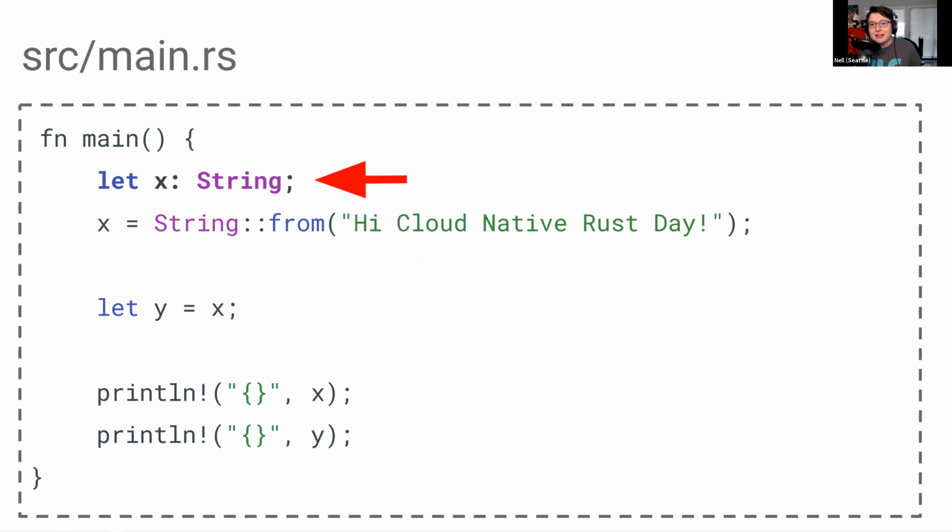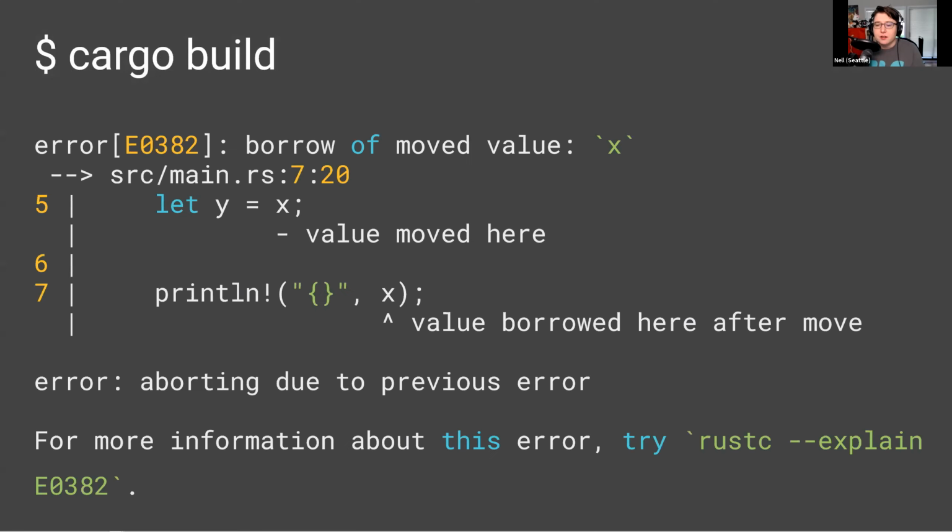We declare the variable x and give it the type String. And then we set the value of x to the string "hi cloud native Rust day." I am giving this presentation there on May 5th, so they are included in my examples. And then we say that the variable y's value is equal to the value of x. And then we attempt to print both variables x and y. If we tried to build this code in its current state with cargo build, we would get an error. And this error is the result of the borrow checker.